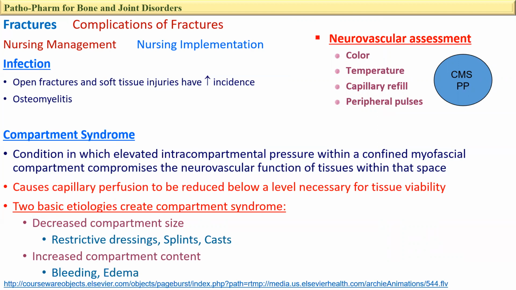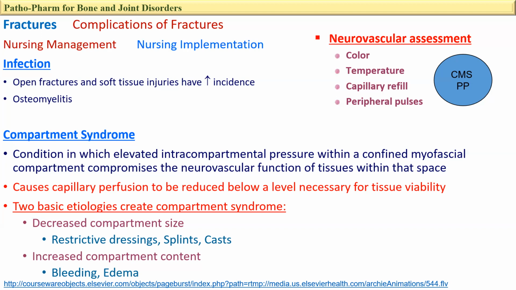Inside pressure can be from internal bleeding, subcutaneous edema or enlargement, pressure from fluids or blood under the skin. So that could result in pressure against the blood vessels. That will be bleeding or edema. That's an increased compartment content.